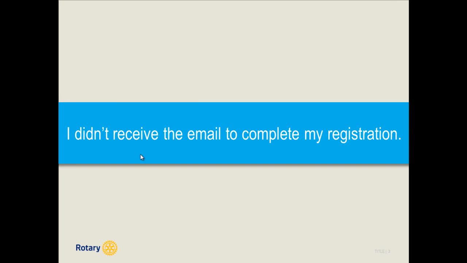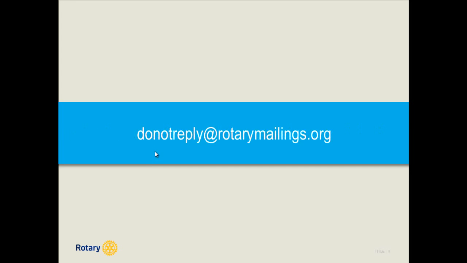But what if you didn't receive the email to complete registration? Well, first thing to do is check your spam blocker and see if the message is in there. You can also try adding do not reply at rotarymailings.org to your safe senders list, and then try registering again. One thing to keep in mind though is that everyone must have a unique email address in our system.